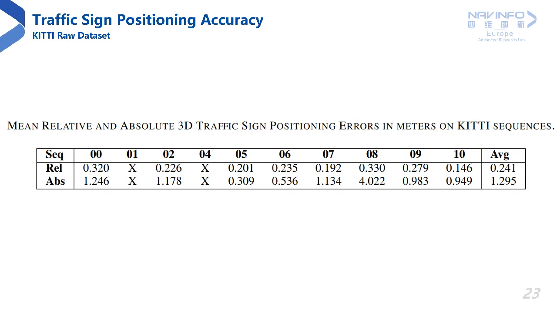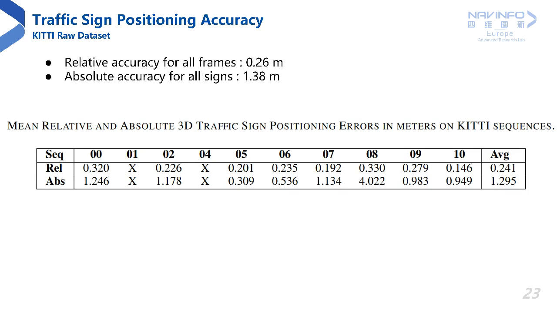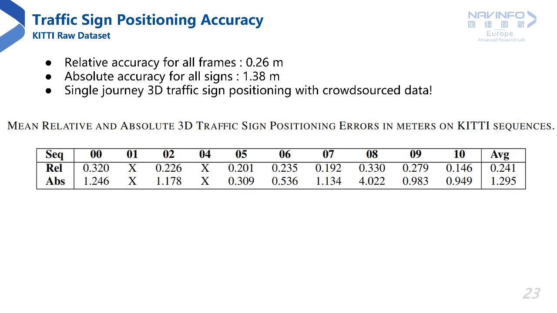Traffic signs in sequence 1 are not triangulated due to tracking failure in ORB-SLAM. Similarly, the traffic signs in sequence 4 are not triangulated because of the lack of camera calibration on account of no turns. This measure corresponds to relative accuracy of 26 centimeters on all frames where the signs are observed and an absolute accuracy of 1.38 meters for all the signs. Thus, with our system, we are able to demonstrate accurate single-journey crowdsourced 3D traffic sign positioning from unknown cameras.